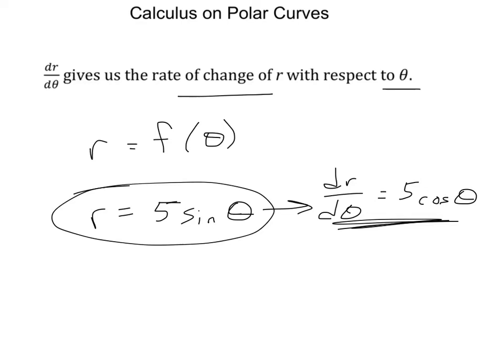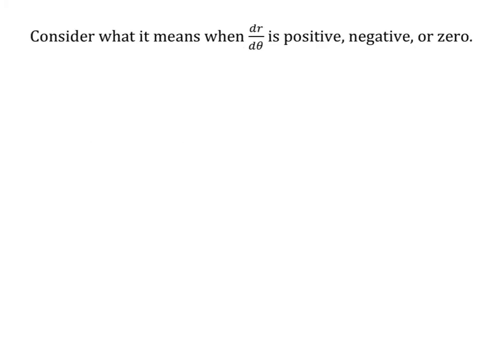What we need to do next is think about what that means. What would it mean if that's positive? What would it mean if that's negative? What would it mean if it's 0? That's what we're going to look at next. Here is where we formally consider what it means when dr d theta is positive or negative or 0. I'd like you to pause the video and think about this for a minute if you're willing.